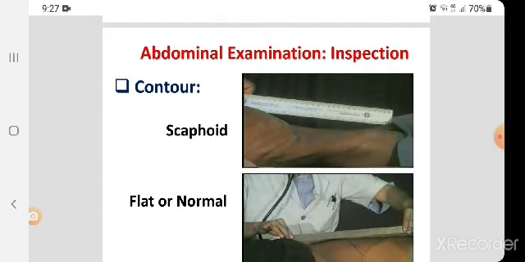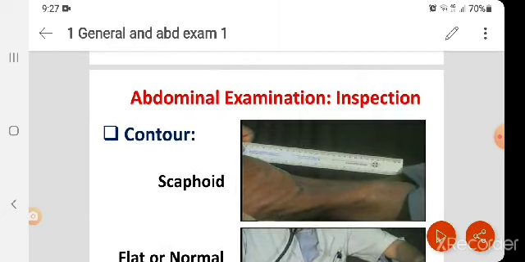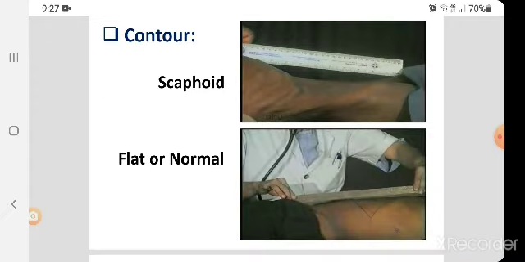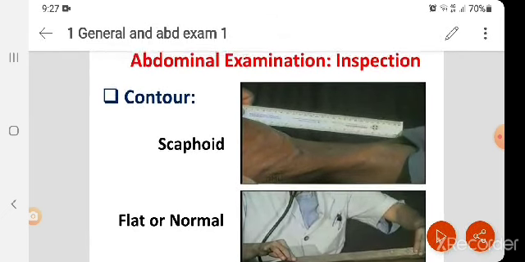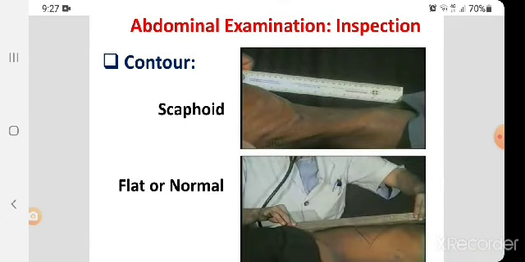Now we come to the specific examination of the abdomen. You will start the examination of the abdomen by inspection. So you just look at the abdomen and comment on what we see. One of the things that you have to comment on is the contour of the abdomen. Look at this first picture.